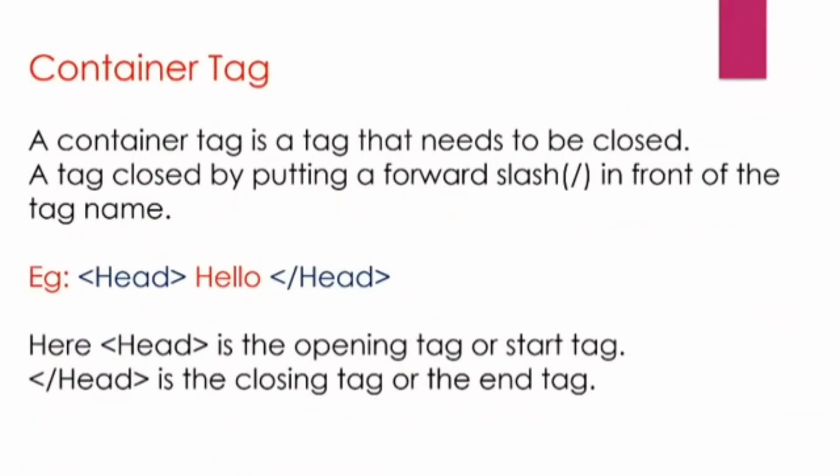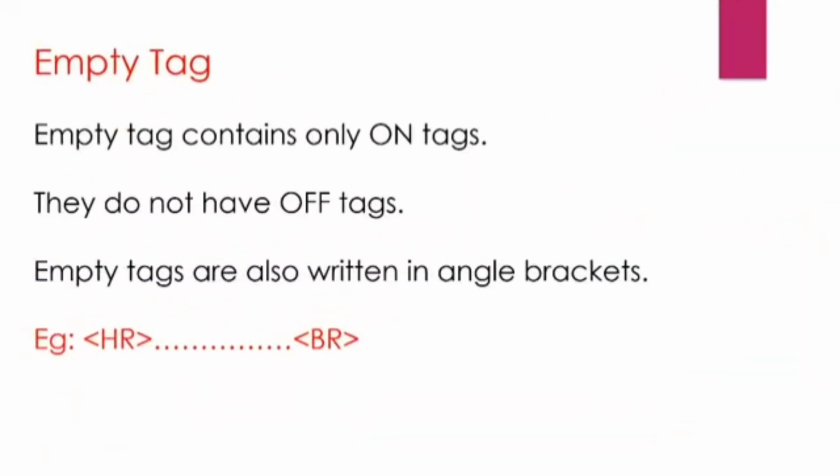Container tag. A container tag is a tag that needs to be closed. A tag is closed by putting a / in front of the tag name. Here you can see a closed container tag. Empty tag. An empty tag contains only on tags. They do not have off tags. Empty tags are also written in angle brackets.